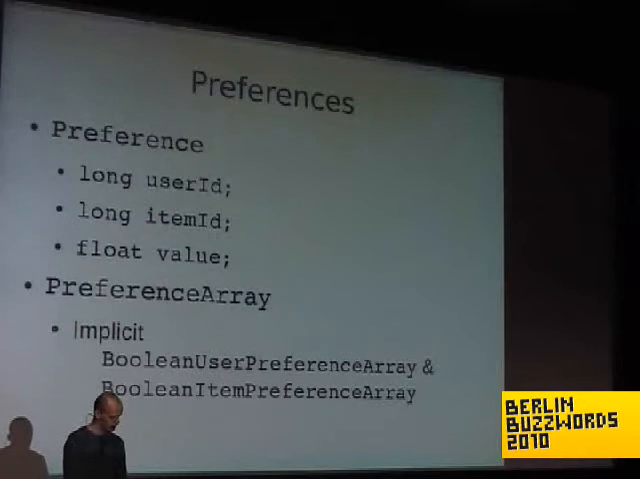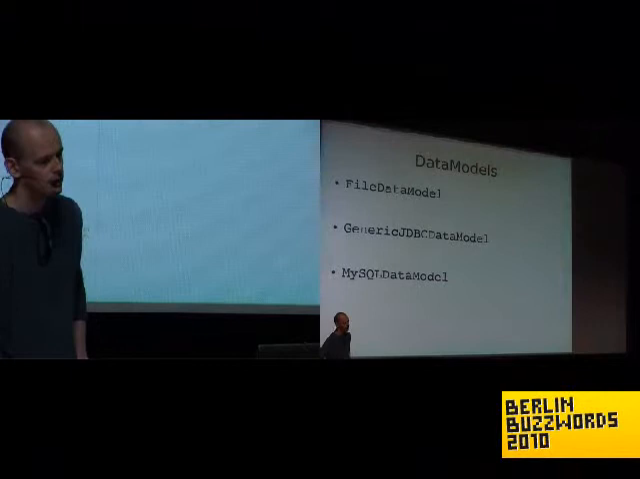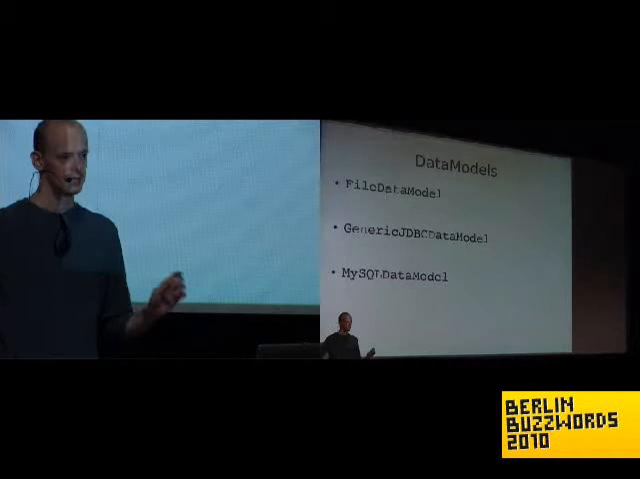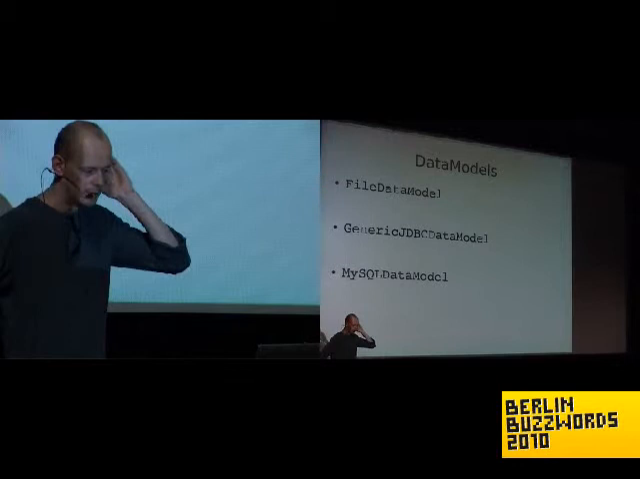Next, the data models. There are different implementations for it. For instance, the file data model just reads the CSV file, and it loads the entire structure into memory. One other thing that's important is that it uses update files. So suppose you're reading a CSV file, and then later you have some new preferences. You can just add this file into the same directory, call refresh, and the file data model will read the new preferences, and it will update it internally.